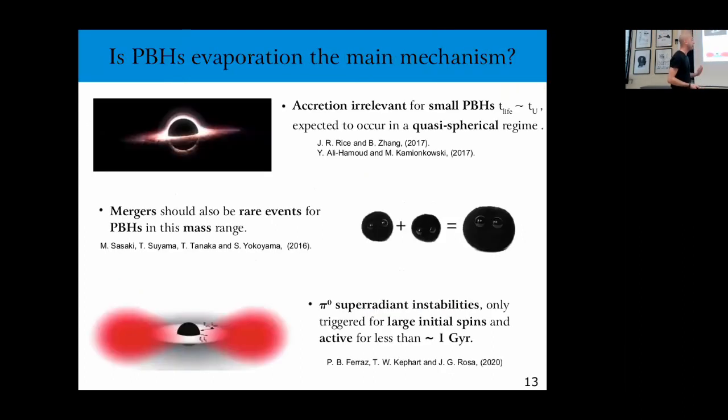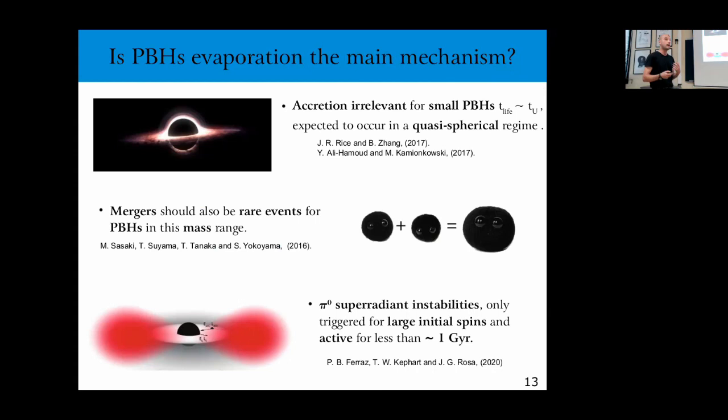So we thought about mechanisms that could spoil this result, for example, acquiring spin from accretion. But luckily, if we consider primordial black holes of this lifetime, so this mass, the accretion is irrelevant, and if it is present, it is quasi-spherical. While it is possible that they merge and so create a bigger black hole with a different spin parameter, this kind of black hole hardly becomes gravitationally bound, and so they do not form a binary system.